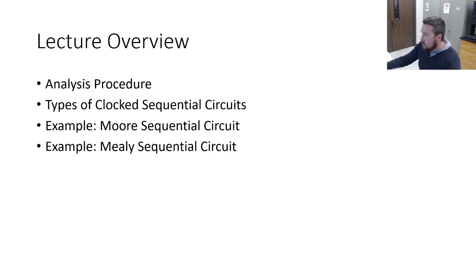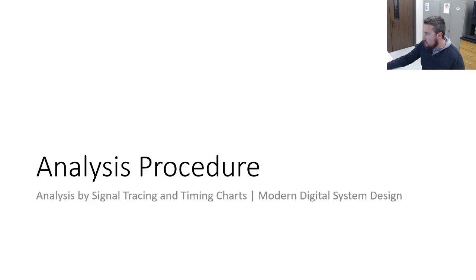So, all right, just a quick overview. We're going to go through the procedure for analyzing our sequential circuits. We'll talk about our two basic types of sequential circuits, which are Moore circuits and Mealy circuits, and then we'll work out an example of each, and we'll call it good. So, let's take a look at the analysis.